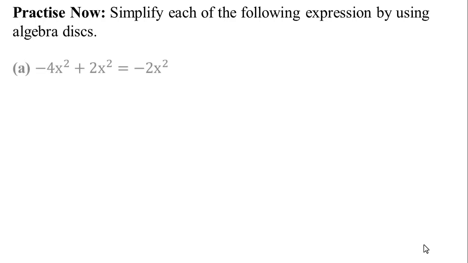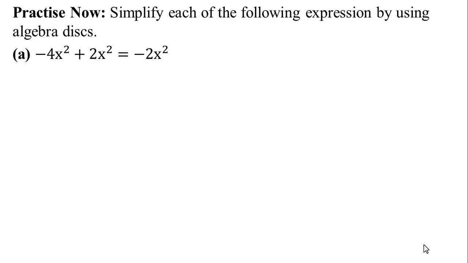Now we will solve the simple method in first part, minus 4x square plus 2x square. Here the larger term has a negative sign, so we can use the negative sign and subtract 2 from minus 4. Then minus 4 plus 2 answer is minus 2, and also x square is a variable. So we will add the both terms, then the final answer of A part is minus 2x square.